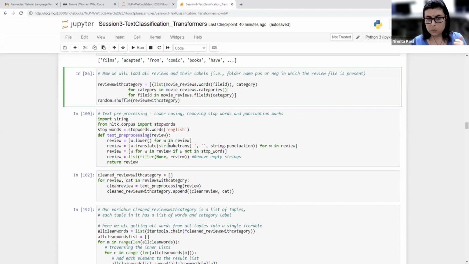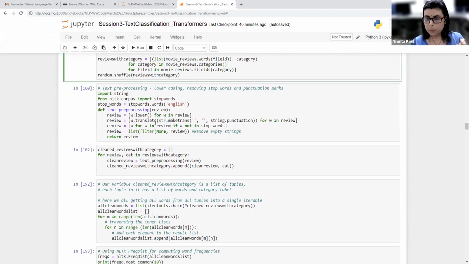Doing a bit of text pre-processing here. So what kind of pre-processing are we doing? We are converting all the words to lowercase. We are removing the punctuation marks. We are removing the stop words, and we are removing the empty strings. We have covered this in detail in the previous session. So if some of you have not been part of that session, I would request you to go ahead and check out the Jupyter Notebook and the video of that session.